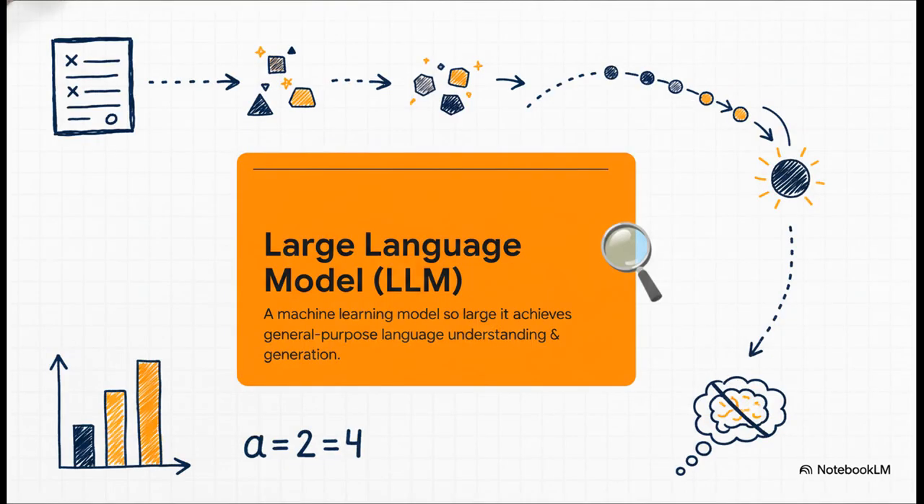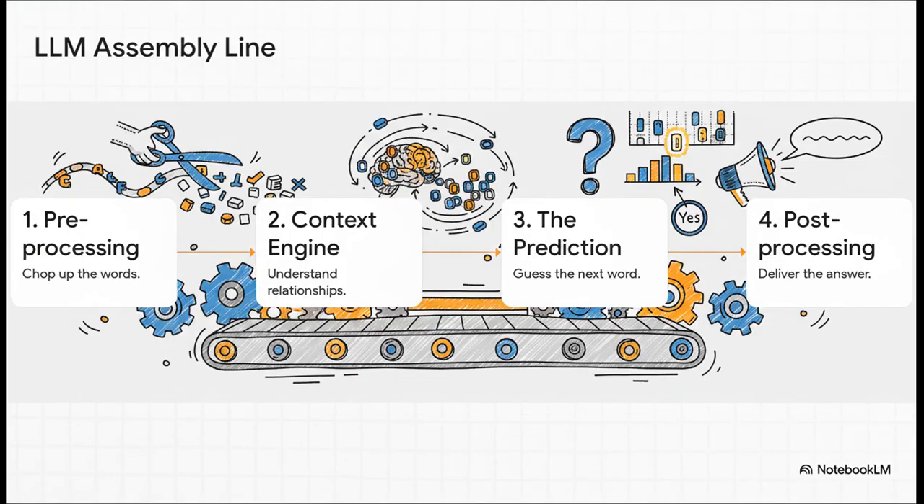Well, what we're talking about is a large language model, or an LLM. And the key here is in the name. It's a model that's just so massive, trained on a huge chunk of the internet, that it gets this incredible ability to understand and generate language that feels human. Think of it less like a thinking brain and more like an insanely sophisticated assembly line for words. And just like any assembly line, it follows a pretty clear process.